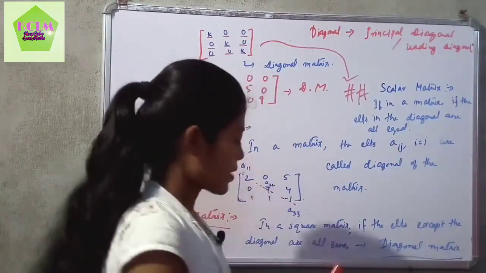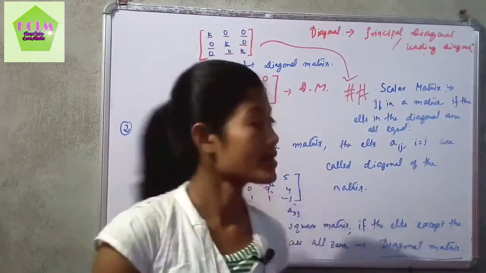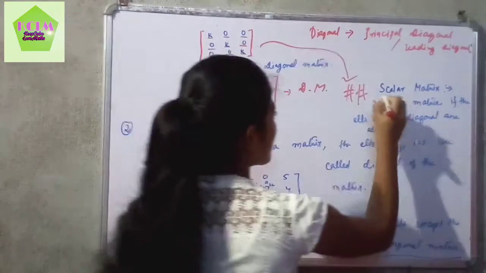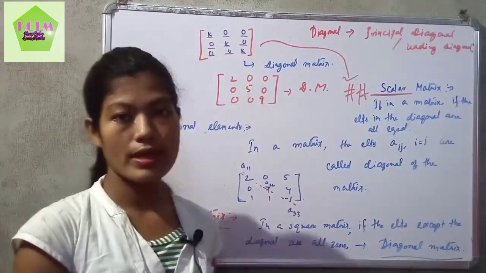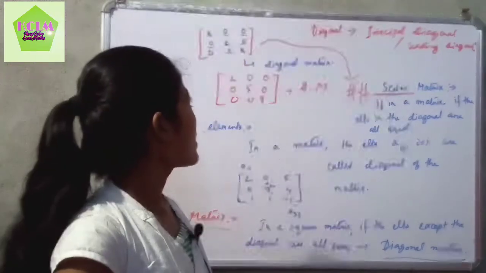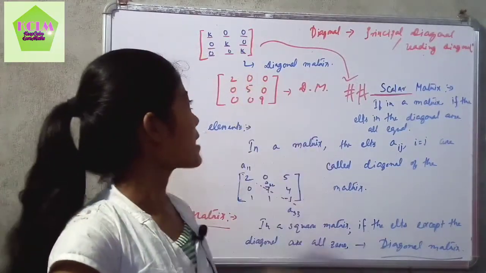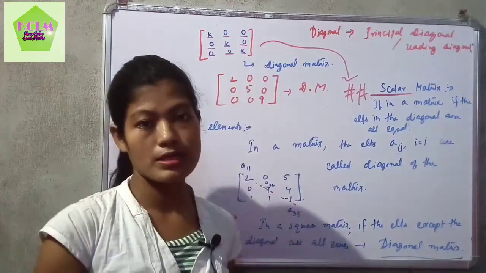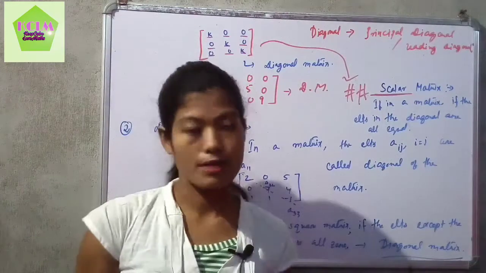That means if the diagonal elements of a matrix are equal, the same, then the matrix will be a scalar matrix. So in this matrix, the diagonal elements are equal, that is K, and also the other elements are 0. So this is an example of diagonal matrix, as well as this is also an example of scalar matrix.